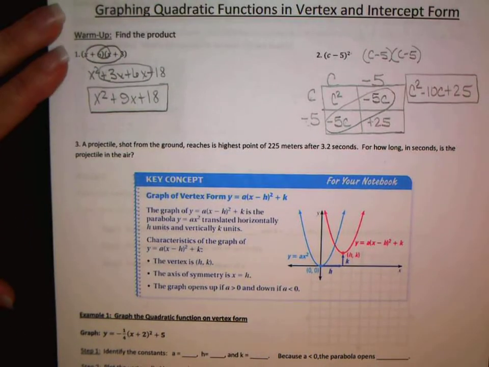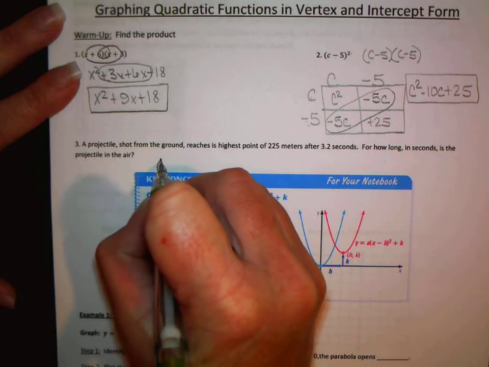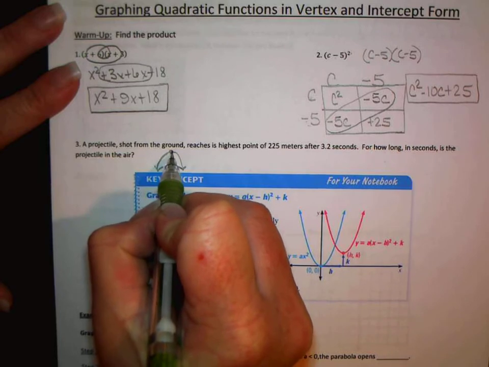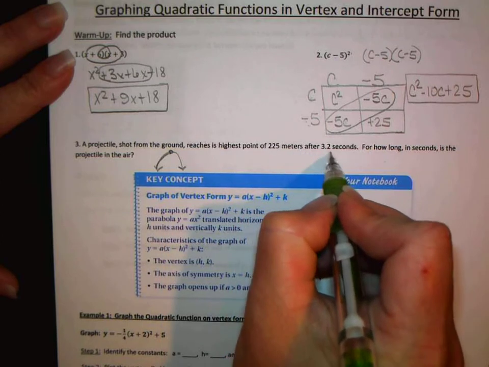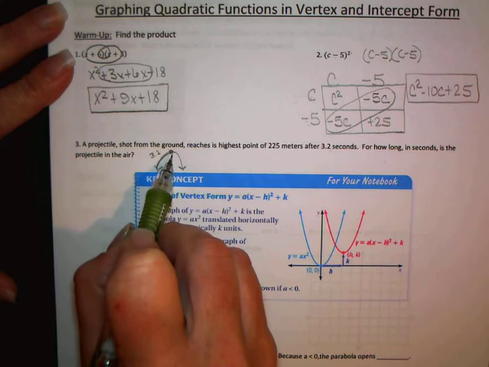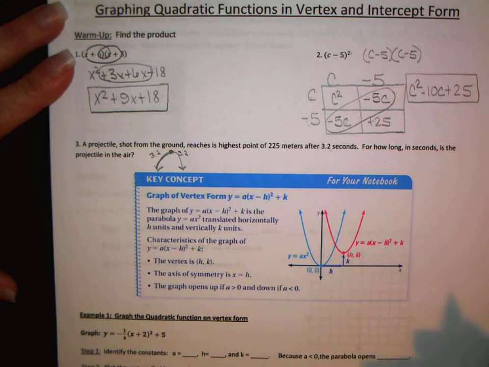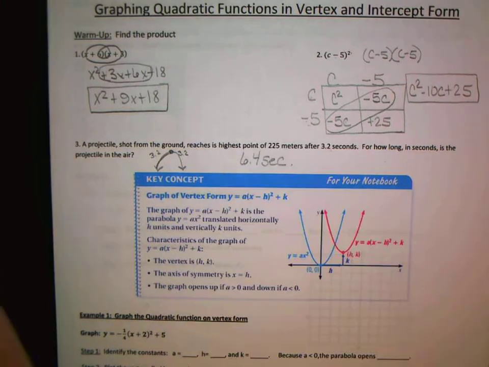It says a projectile shot from the ground reaches the highest point at 225 meters after 3.2 seconds. How many seconds is the projectile in the air? So think about it. It's at the ground and it shoots in the air. And remember, what goes up must come down. So it reaches its maximum point here, which is 225. They told us it takes 3.2 seconds to get to here. It doesn't gain speed or lose speed, so it continues at a constant rate, so it's going to take 3.2 seconds to continue down that side. So how long is it in the air? It's in the air for 6.4 seconds.